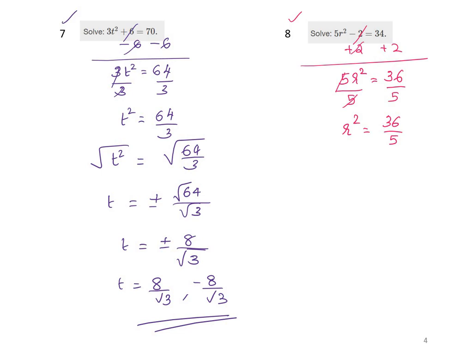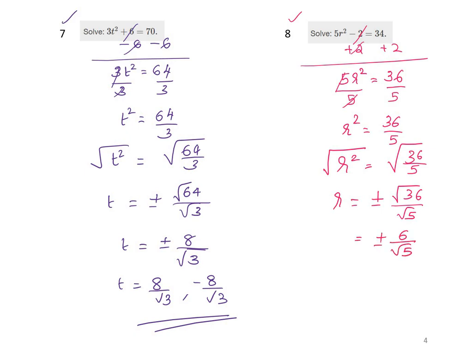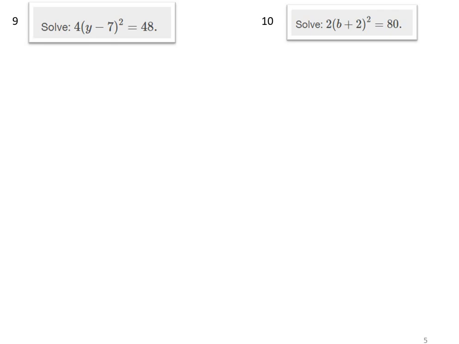To find the value of r, we need to take the square root on both sides. r equals plus or minus square root of 36 over square root of 5, that's equal to plus or minus 6 over root 5. Because we don't know the exact value of root 5, we keep it as it is. So r equals plus 6 over root 5 or minus 6 over root 5. Okay, got it?